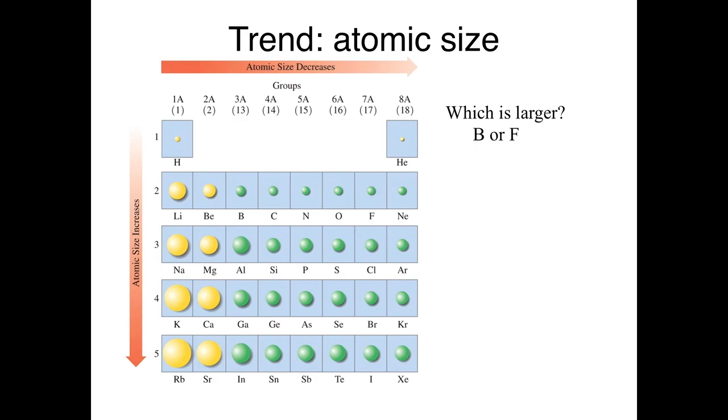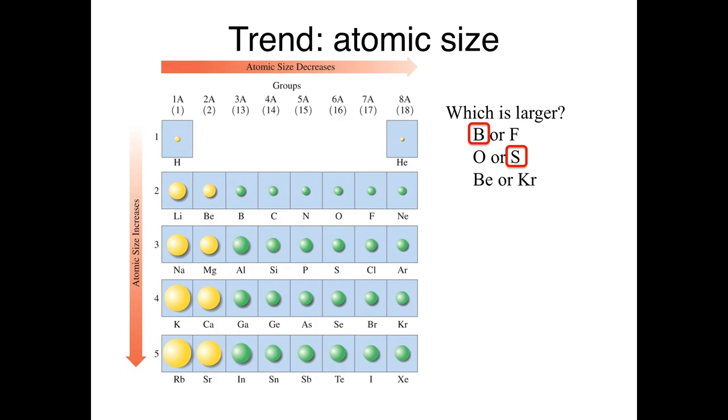So if I were to ask you between boron and fluorine, which is the larger atom, you would say boron, correct? Because boron is left of fluorine. As you go from left to right, it decreases. What about oxygen and sulfur? Hopefully you said sulfur was a larger atom because sulfur is below oxygen.